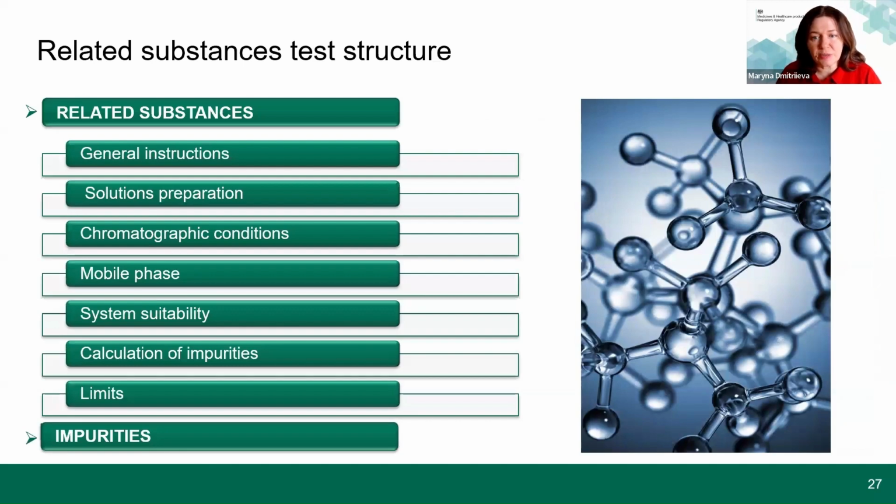Let's move on to the BP specific monographs and have a look at the structure of the related substances test. This section comprises the instructions for the test method and solution preparation, as well as the subsection on how to perform and calculate impurities content along with the limit requirements. The impurities section at the end of the monograph is intended to provide information to ensure method transparency. I will explore these points in more detail. Next slide, please.